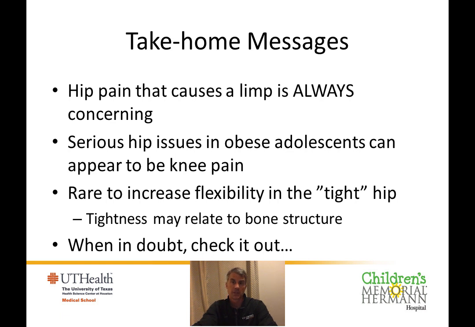So take-home messages. Hip pain that causes a limp is always concerning. Don't blow this off. And serious hip issues in obese adolescents can appear to be knee pain. Very confusing, but obese and knee pain or limp, you need to think that it could be the hip. And it's rare to need to increase flexibility in the tight hip, and the tightness may be related to bone structure. When in doubt, have it evaluated with your athletic trainers and with your trained medical staff.